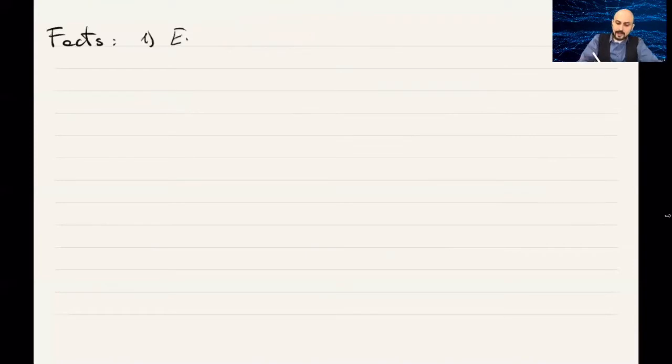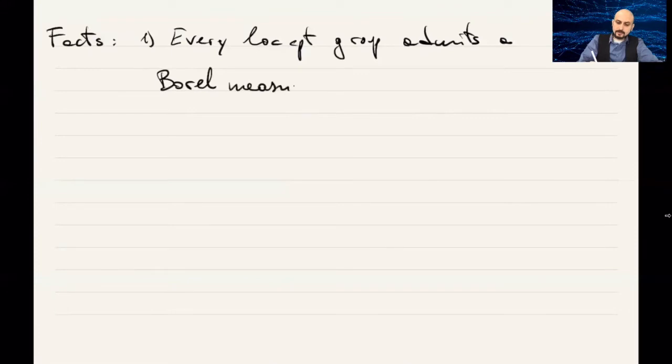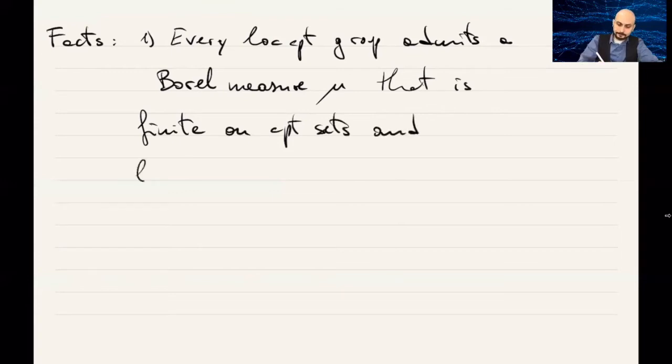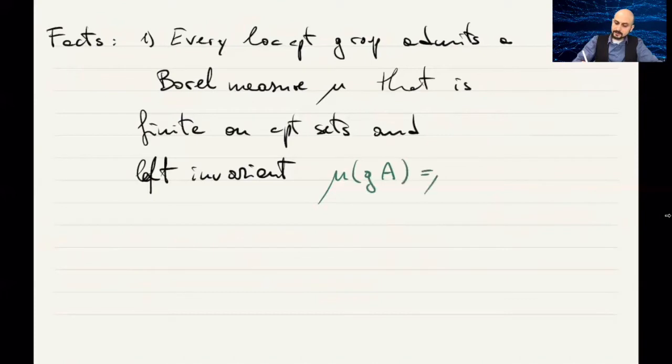So every locally compact group admits a measure defined on the Borel sigma algebra. Let me call it a Borel measure, and let's call the measure mu, that is finite on compact sets and left invariant. Left invariant means that if I take the measure of a set left translated by an element, this is the same measure as the set. This is for all A Borel and for all g element of the group. An object like this is called a left Haar measure.